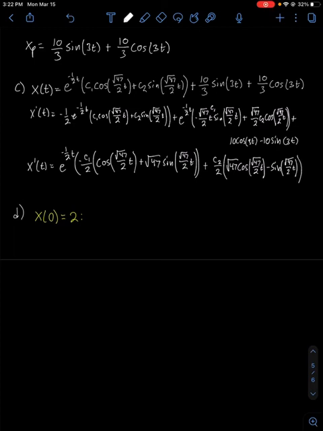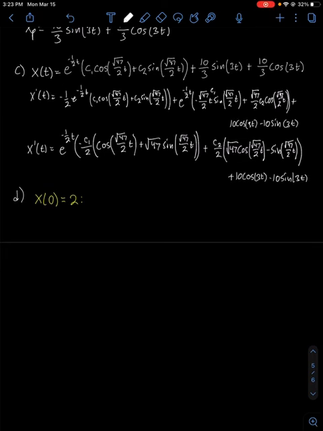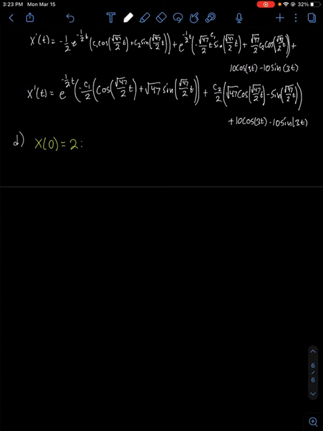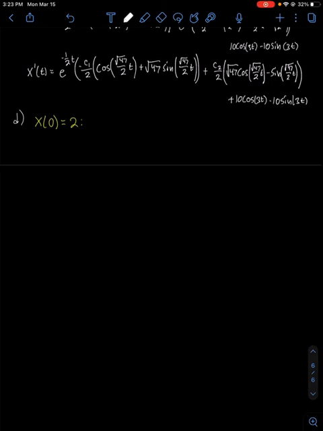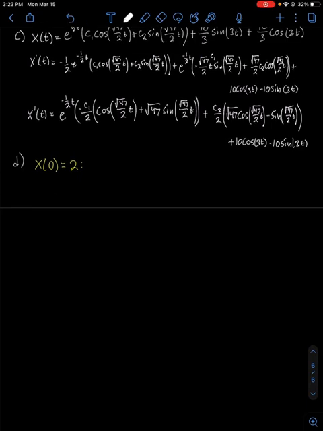And then we have these two terms right here. So that's going to be plus 10 cosine 3t minus 10 sine of 3t, and that is the new form of x prime of t with all of the combined terms. So now let's do the initial conditions.